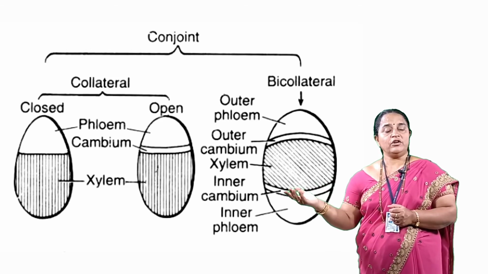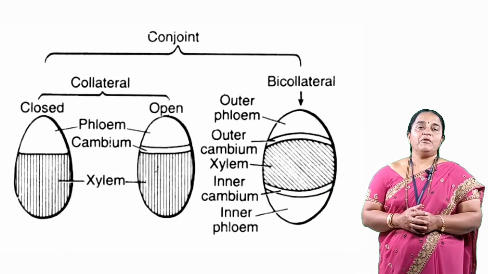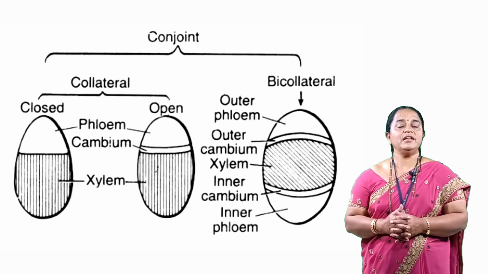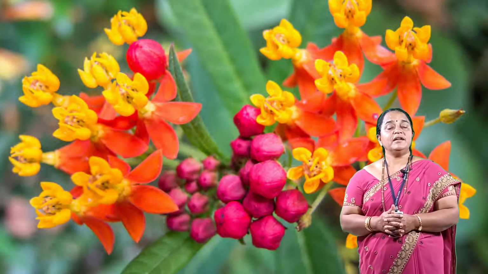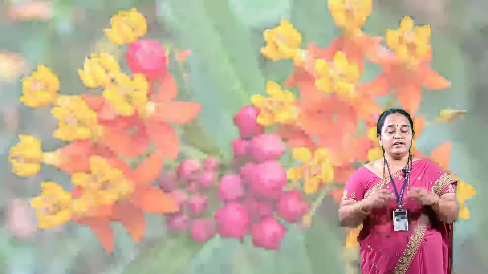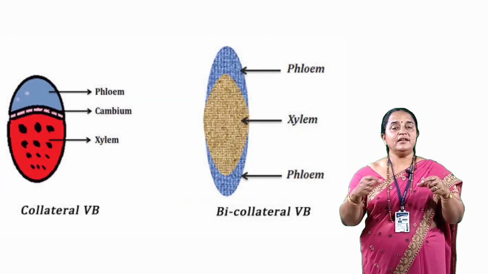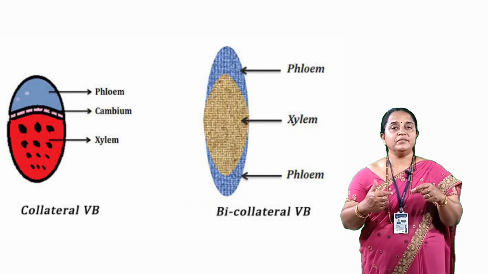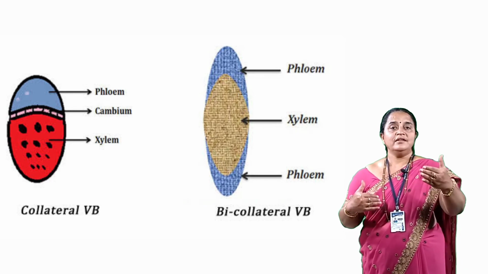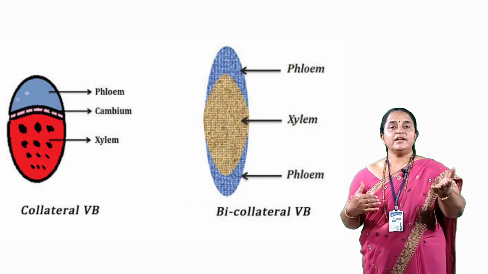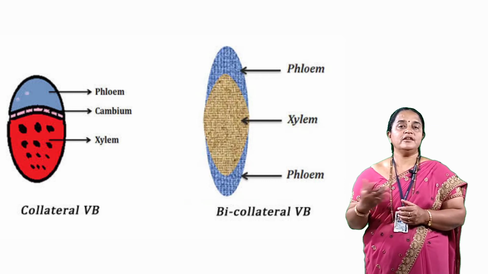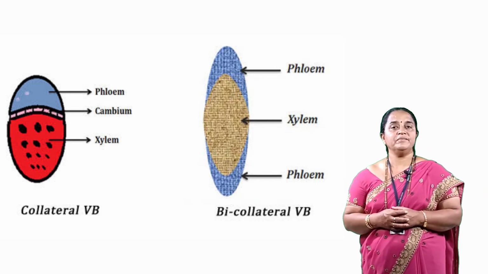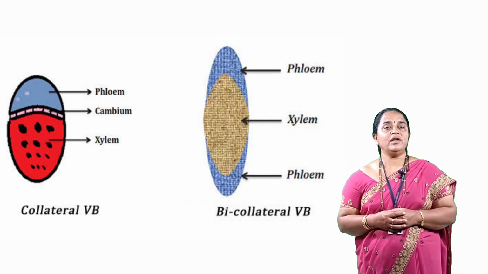Collateral, open, dicot stem. There is one more type of vascular bundle we find in plants included in families like Apocynaceae. These bundles are known as bicollateral, where xylem is in the center of the bundle. On either side it has cambium, so the bundle is open, and on either side of the cambium we can see the phloem. So in other words, xylem is sandwiched between the phloem and the cambium. These bundles are known as bicollateral.